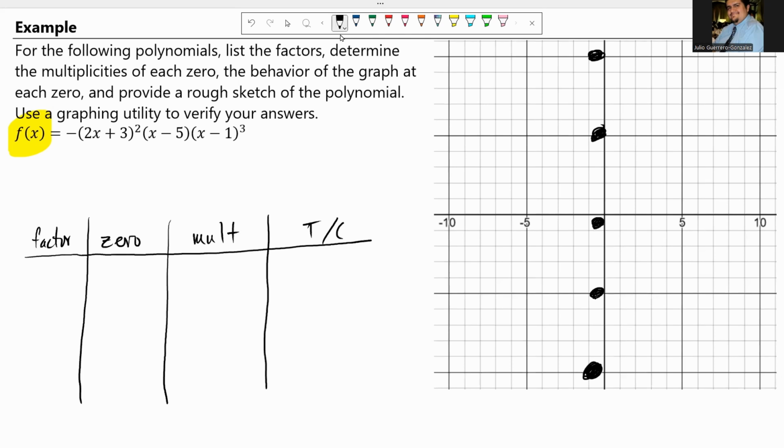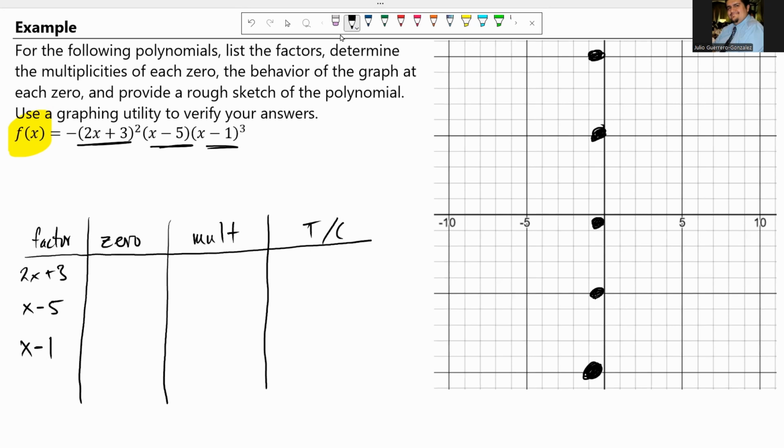Okay. So the first thing I'm going to do is I'm going to grab the factors. In this case, there are 3 of them: 1, 2, 3. So 2x plus 3. The next one down is x minus 5, and then the next one down is x minus 1.